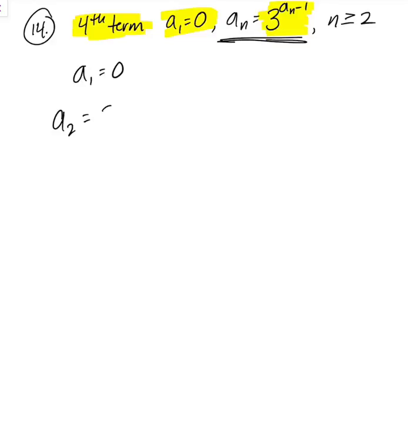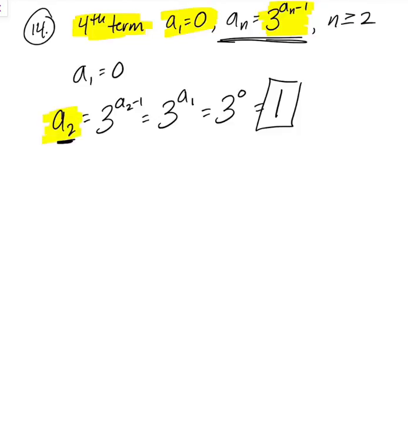So that's 3 to the power of a sub n minus 1, so that's a sub 2, because that's the second term I'm looking for, so 3 to the power of a sub 1. And I know the value of a sub 1 is 0, so that's 3 to the power of 0, that is 1. So that's my second term, and that's also the value I'm going to need in the next problem.